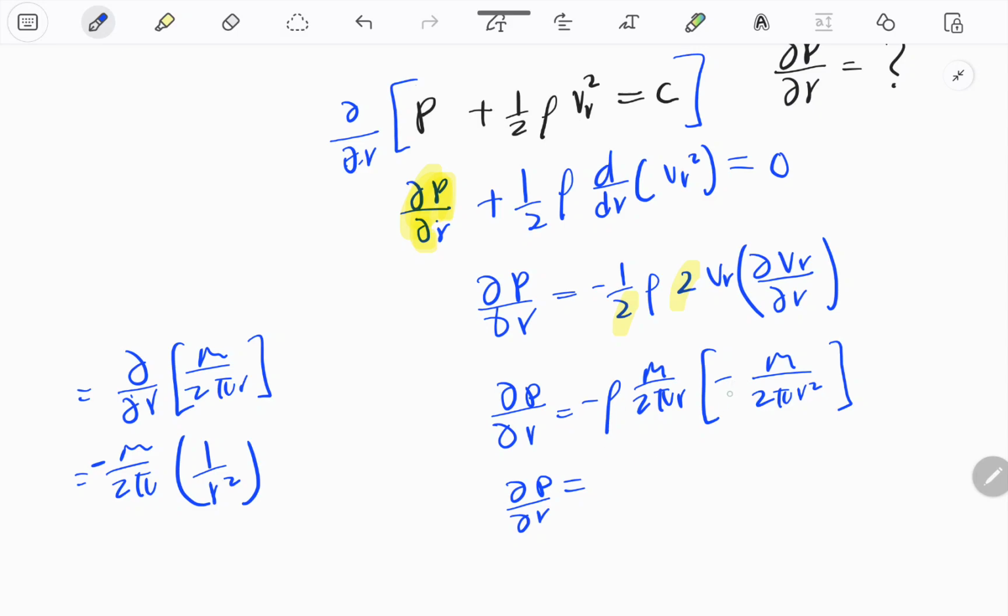Okay, these negatives will cancel each other. We don't need them, and they will go away. That m will get squared. This will become 4. Pi will also be squared, and r will be to some power. So this is your gradient.